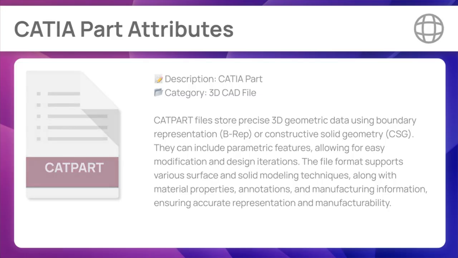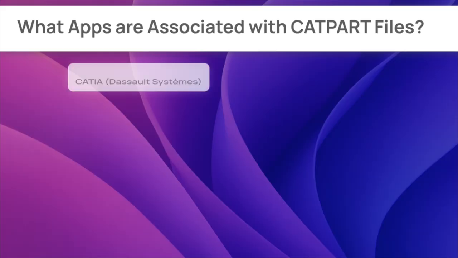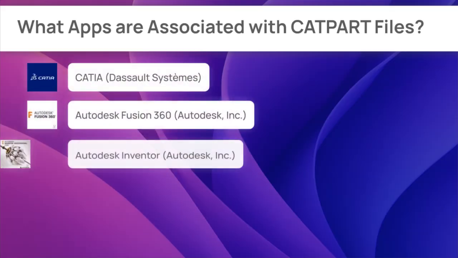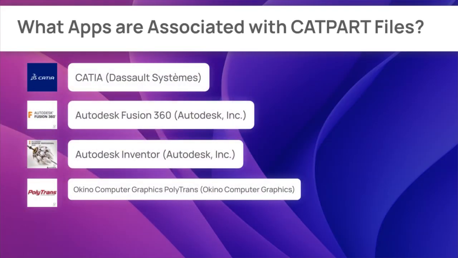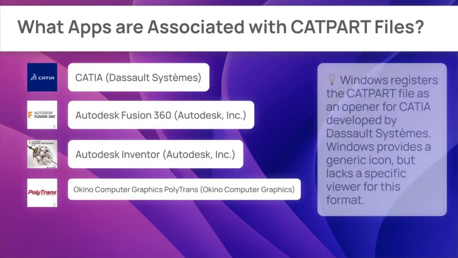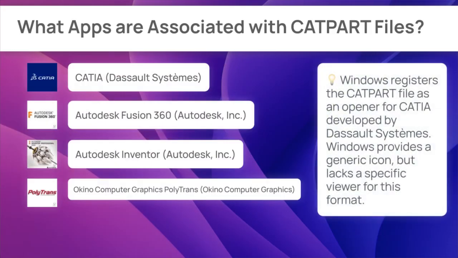representation and manufacturability. Dassault Systèmes defined CATIA as the application primarily intended for CATPART. Windows provides a generic icon, but lacks a specific viewer for this format. Windows offers only minimal rendering, so complete inspection requires proper modeling applications.